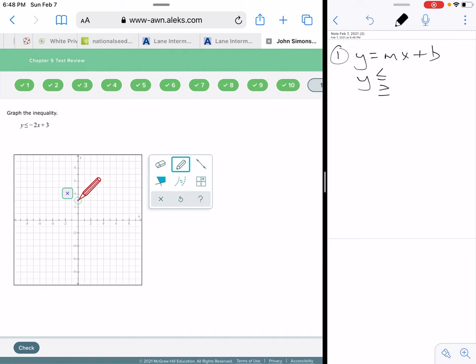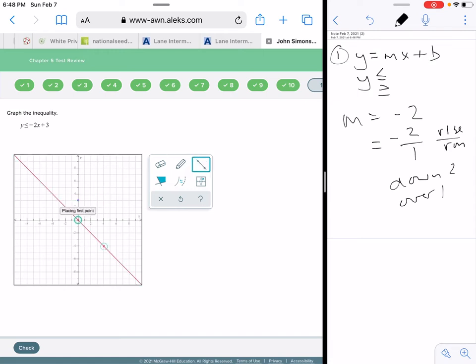And then what I'm going to do is, it's a slope of -2. So that means that if the slope is -2, it's the same thing as -2 over 1. And you're always looking at rise over run. So it goes down 2 and then over 1. So let's go down 2 over 1 and put a point. Okay, and then we grab our line tool, we'll move it up there, and we'll move this one over here, and then you should be good to go.